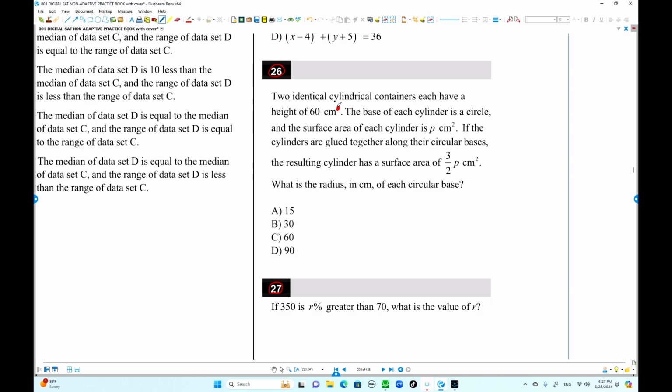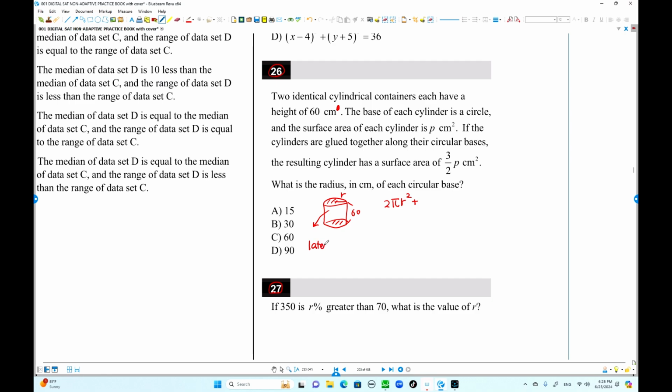Two identical cylindrical containers each have a height of 60. The base is a circle, right? A cylinder must have circles, and the surface area of each cylinder is P. So this is one of the cylinders. This is R. The height is given by the number 60. So what is the surface area? Pi r squared, but we have two of these, right? 2 pi r squared plus lateral area.